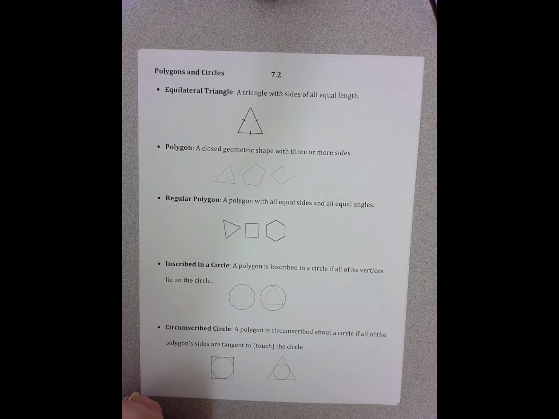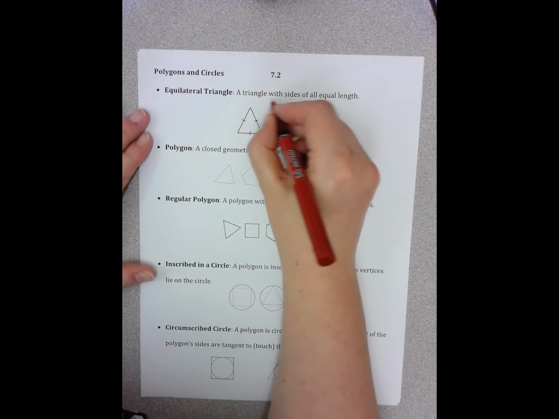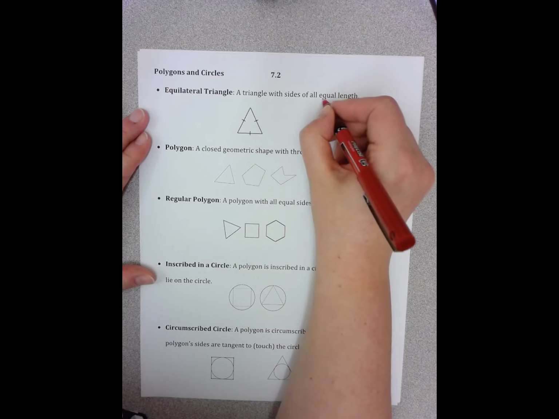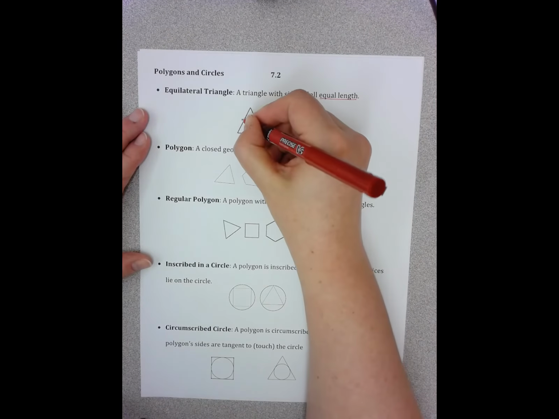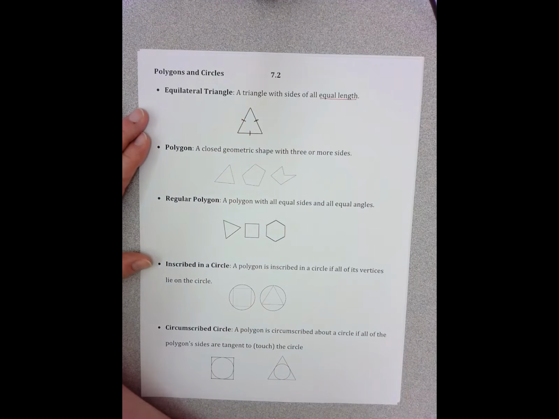Equilateral triangles. An equilateral triangle is a triangle with all sides of equal length. And we denote that by using these tick marks. They mean congruent, the same length.